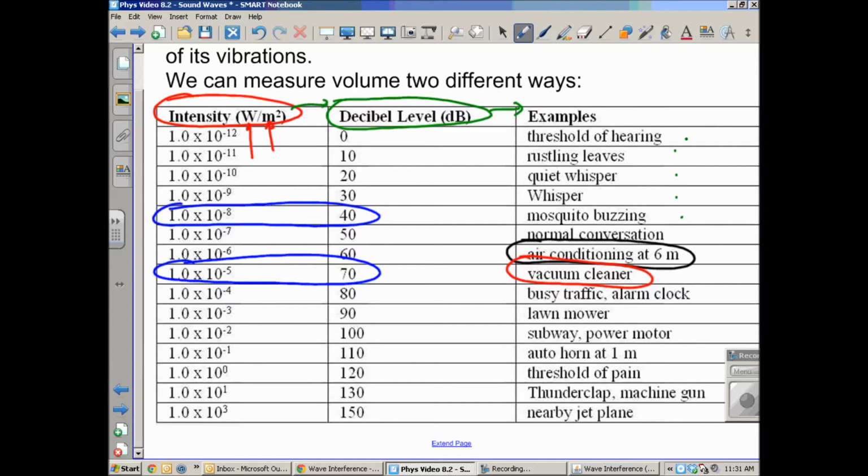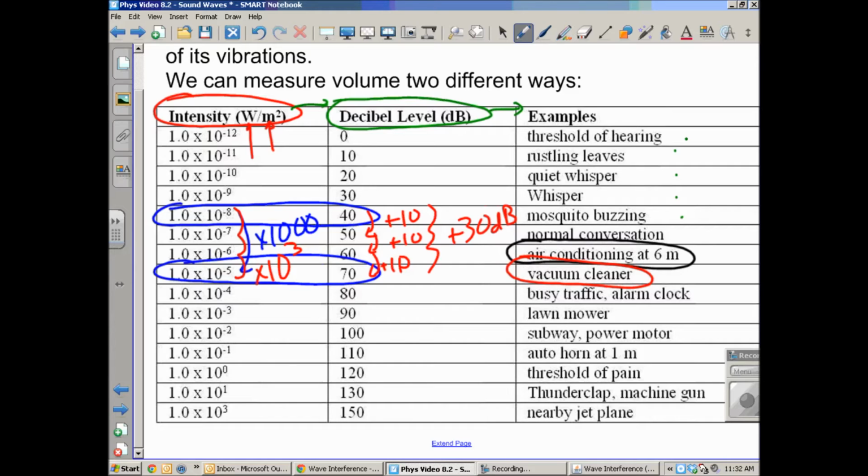So what happened is you turned it up from 10 to the negative 8th up to 10 to the negative 5th. So you turned it up 1,000 times louder, right? You multiplied it by 10, 1, 2, 3 times. So that's 10 to the 3rd times louder, right? But notice the decibel level, you added 10 to it 3 times, right? So overall, you added 30 decibels. Okay. So the decibel level, as you get louder, you're sort of adding decibels, and with intensity, you're sort of multiplying.